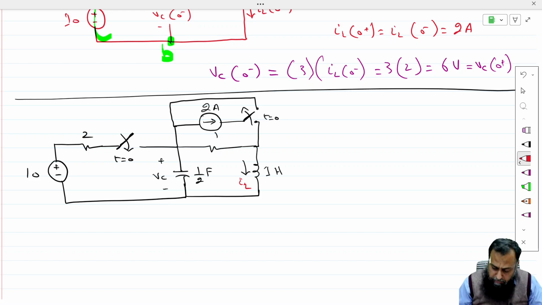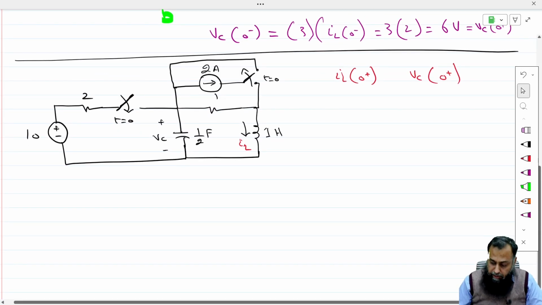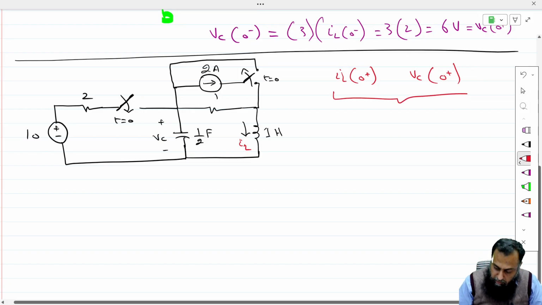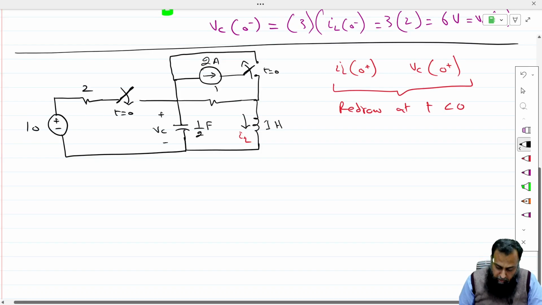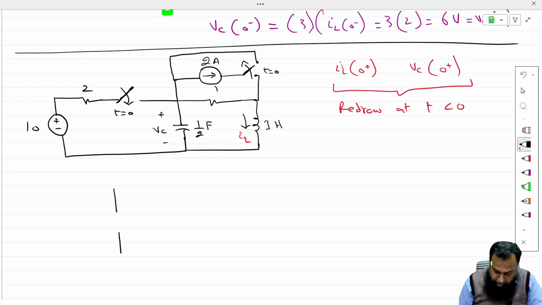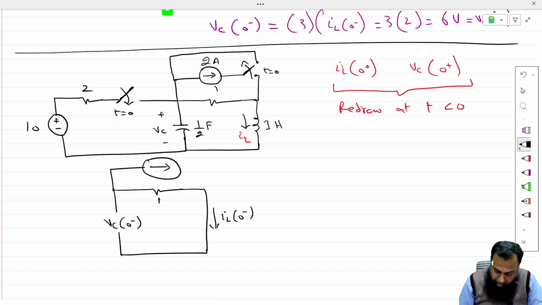So first of all, let us find out what is IL 0 plus and what is VC 0 plus for this given circuit. For this, we have to redraw the circuit at t less than 0. If I redraw the circuit, I am left with an open circuit here. This will constitute VC0 negative. This is the 1 ohm resistance, this inductor is a short circuit. This is IL 0 negative, and here we have the 2 ampere source, and this is the circuit here.